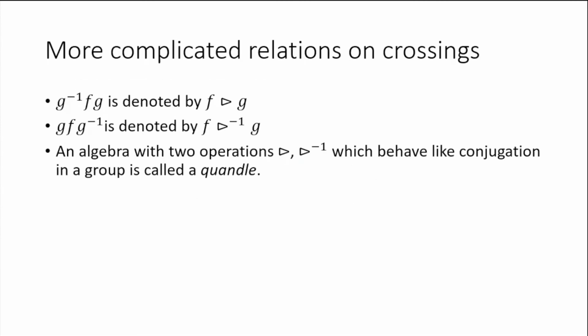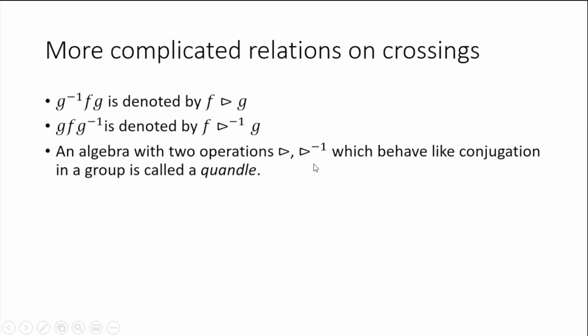Now let me define quandles in a much more general case. Suppose you are working with a group and you have group elements F and G. Then let us introduce abbreviations for this conjugation and this conjugation. So let us denote this conjugation by F triangle G, and let us denote the opposite conjugation by F triangle^-1 G. And now let us forget about the usual group operation. Let us forget about multiplication. Then let us just concentrate on these operations, triangle and triangle^-1.